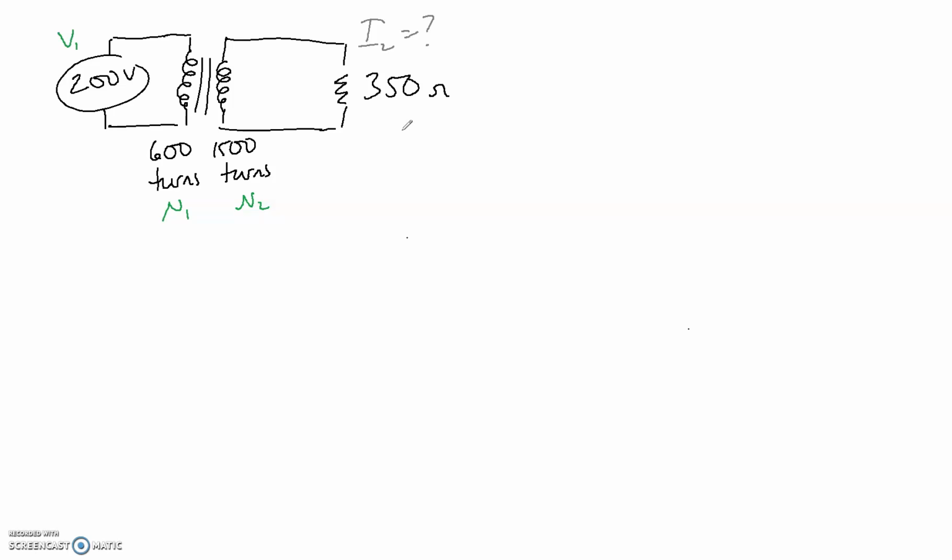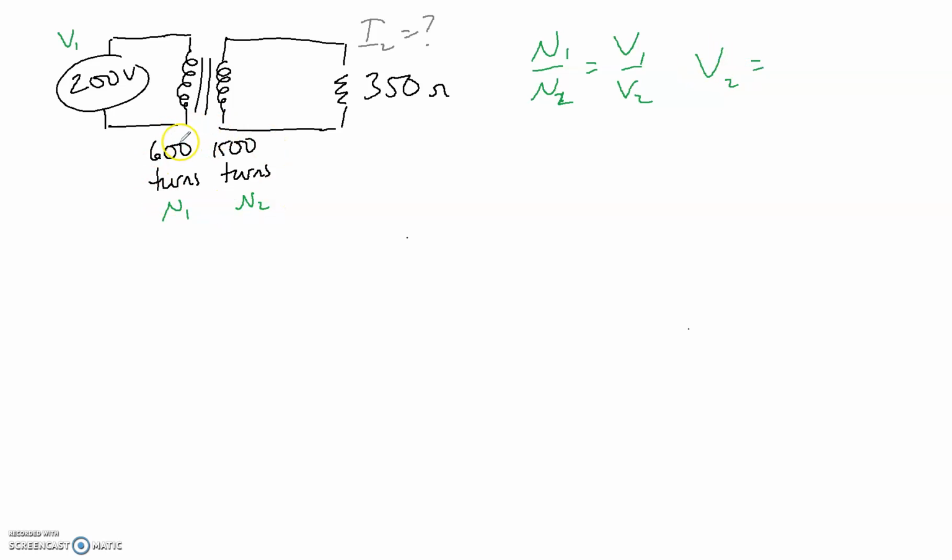All right. Well, really simple. If I just use my basic ratios, I know that for a transformer, N1 over N2 is equal to V1 over V2. Well, I have my two N values. I have my first V value. I can easily find the voltage on my second side.